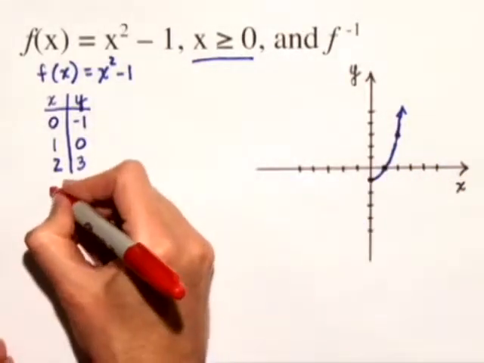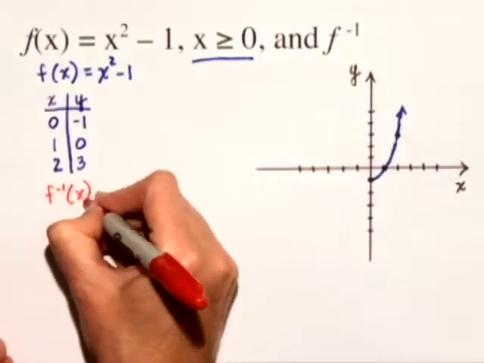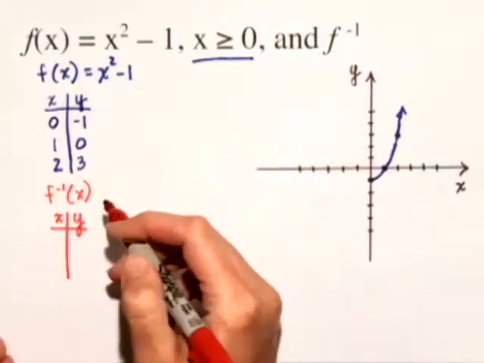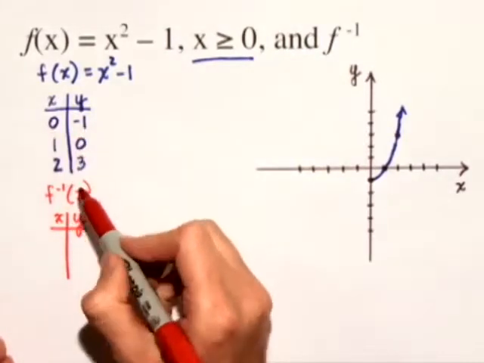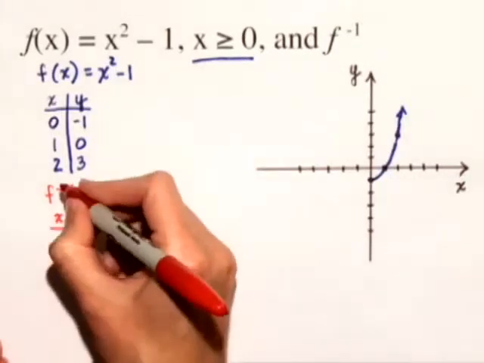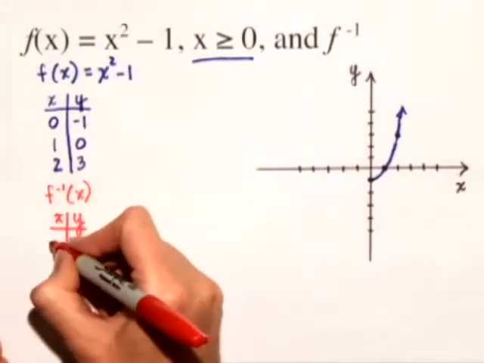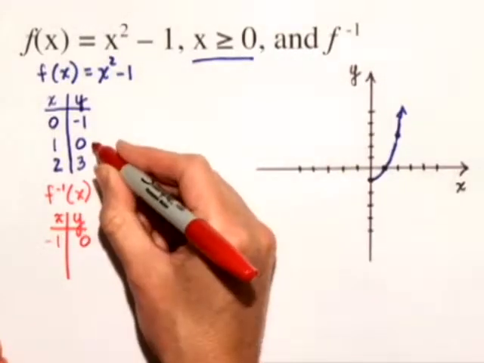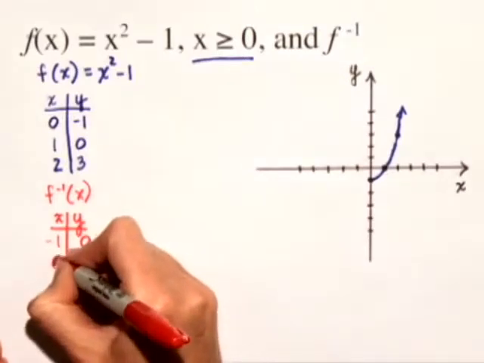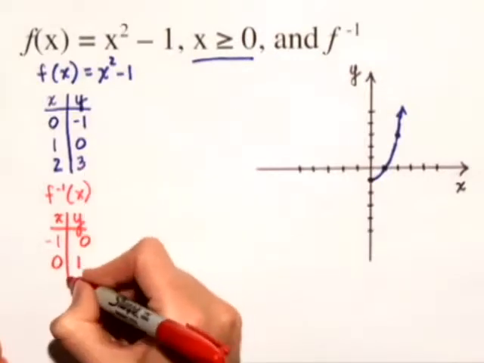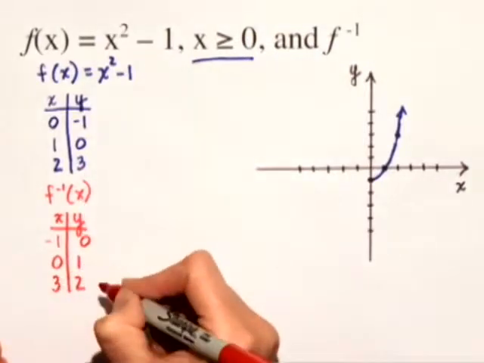So now we're going to graph the inverse. And I'll do the inverse function, f inverse of x, in red. So in order to plot some points, I'll simply switch the domain and the range of the original function. In other words, I'll switch the x and the y value to come up with the points for the inverse function. So instead of 0, negative 1, now I'll have negative 1, 0. Instead of 1, 0 up here in blue, I'll have 0, 1 down here in red. And finally, instead of 2, 3, I'll have the point 3, 2.